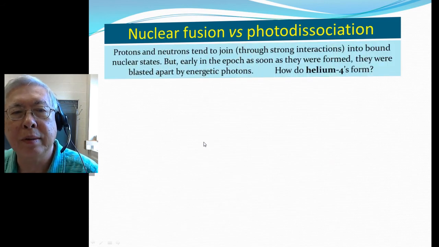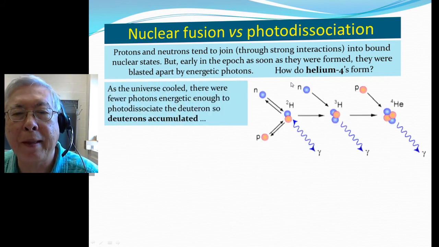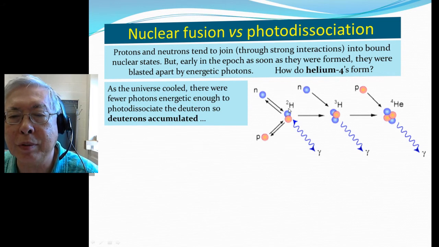So now we can talk about the fusion of neutrons and protons into bound nuclear states. But in the early epoch, as soon as they were formed, they were immediately blasted apart by energetic photons, so it's photodissociation. So the question is, how did helium-4 form? The idea is that a proton and neutron fuse into a deuterium, which is an isotope of hydrogen, and produce a photon. Or it can reverse: an energetic photon can photodissociate this deuterium and go back to a neutron and proton.